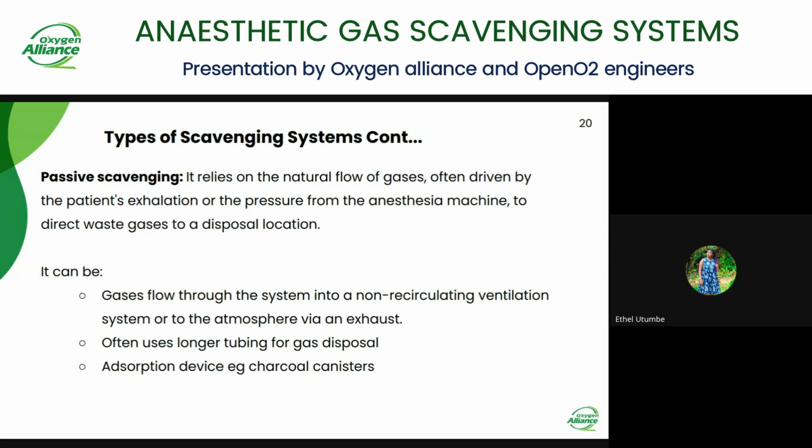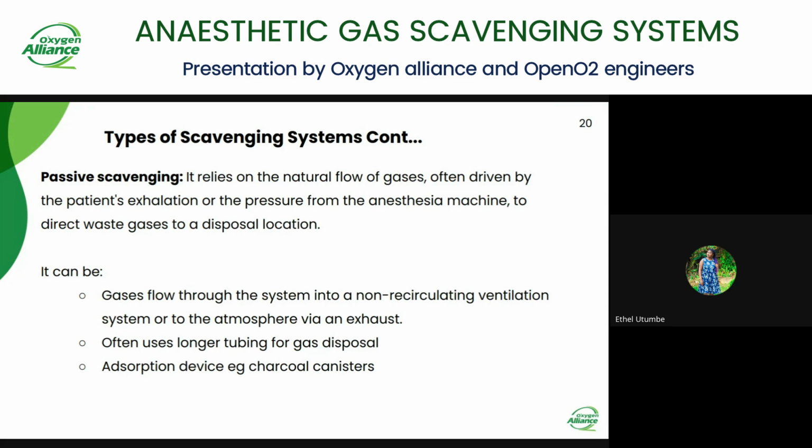The passive scavenging system mainly relies on the patient's exhalation to help drive these gases to the disposal. So it relies on natural gas flow, often driven by the patient's exhalation or the pressure from the anesthesia machine, to direct the waste gases to the disposal location. On that diagram that was explaining types of disposal systems, I explained that it can either go through the system into a ventilation system or to the atmosphere via the exhaust.